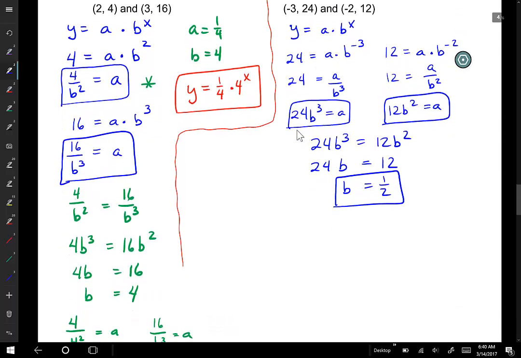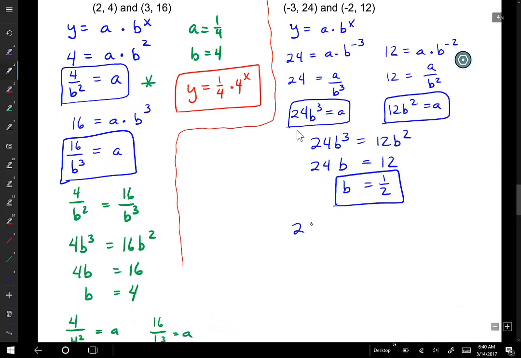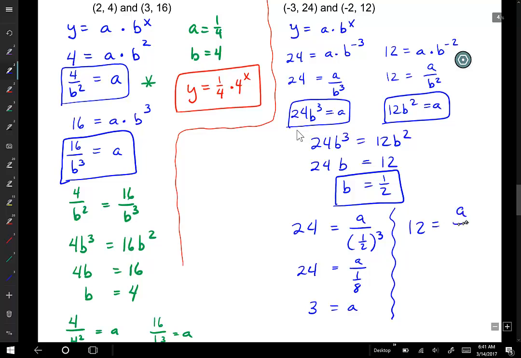Now I'm going to plug this into my original equation. 24 equals a over 1/2 cubed. 24 equals a over 1/8. To solve this, I'm going to multiply both sides by 1/8, and I get a equals 3. We can check this with the other equation just to make sure. 12 equals a over 1/2 squared. 12 equals a over 1/4. Multiply up by the 1/4, and once again you get a equals 3.